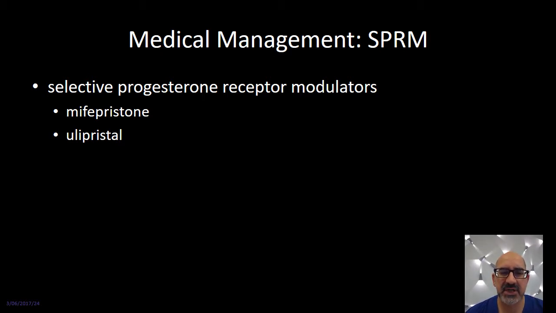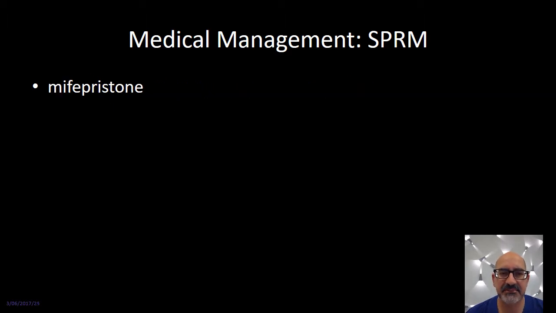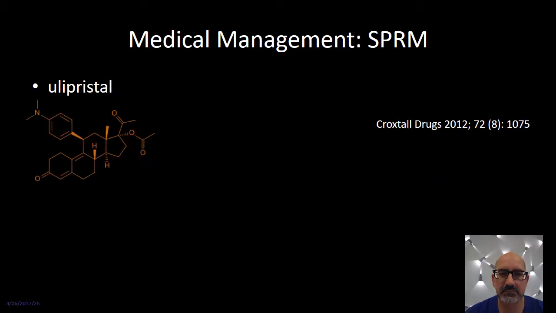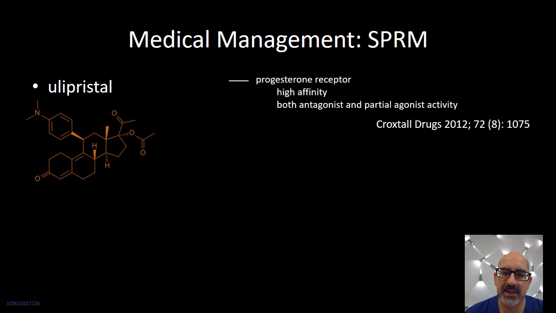Selective progesterone receptor modulators such as mifepristone and ulipristal have been available in Australia for some time. Mifepristone unfortunately has a very limited benefit in the use of fibroids, and we will not be addressing it. Ulipristal has become available in Australia, and it's a selective progesterone receptor modulator. Here you can see its similarity to the native progesterone molecule. It binds to the progesterone receptor with high affinity and has both antagonistic and partial agonist activity.